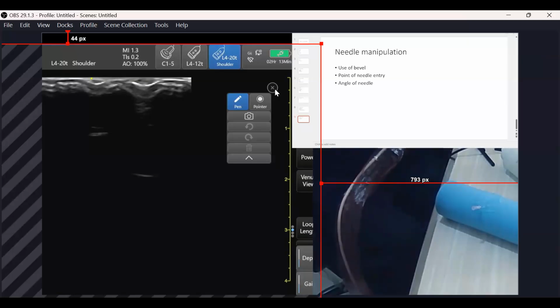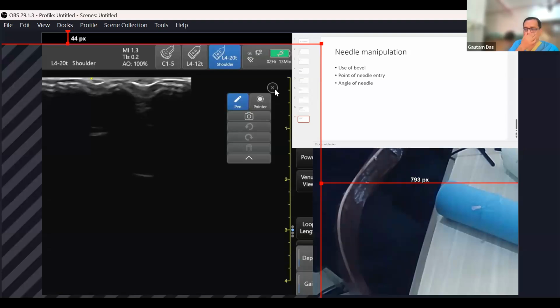Sir, yes. Sometimes when we do needling, we can see the proximal part of the needle, but we may not be able to see the needle tip, which is the most important part to be visualized while injecting something. Sometimes we struggle a lot in seeing the tip. The proximal part is visible, but the tip is not visible.